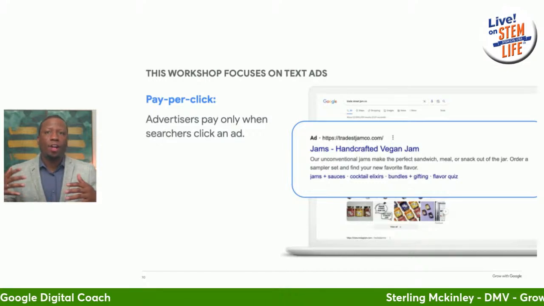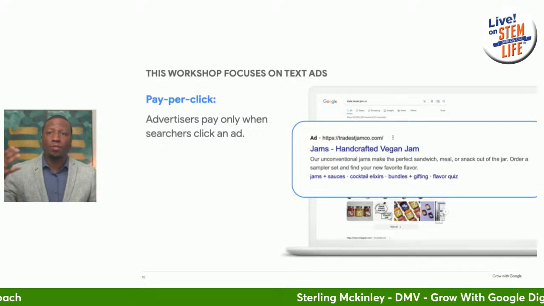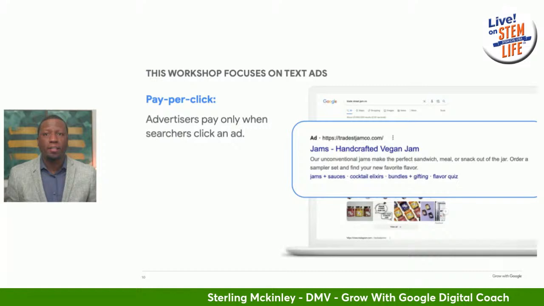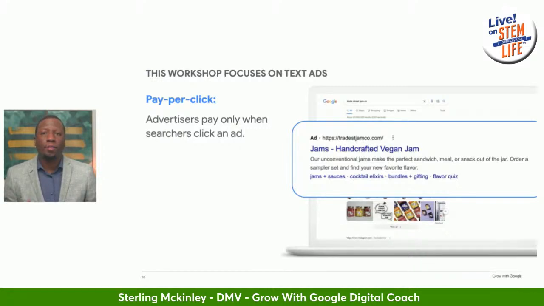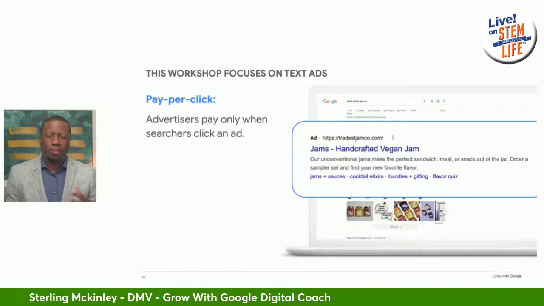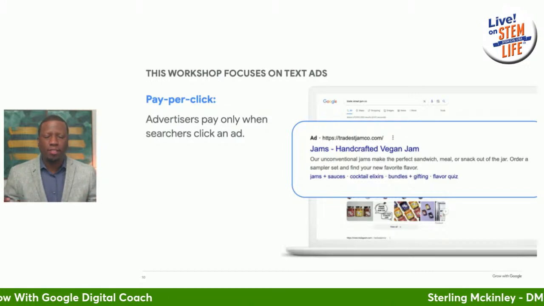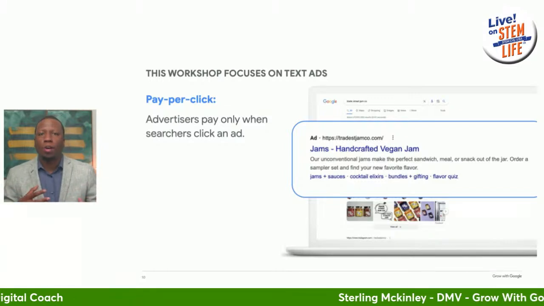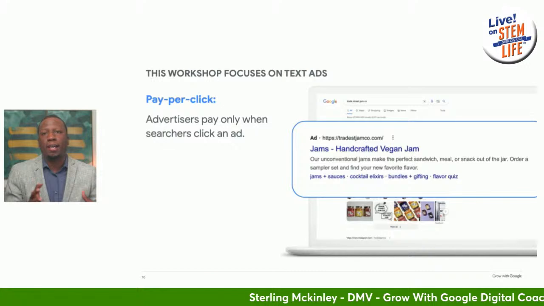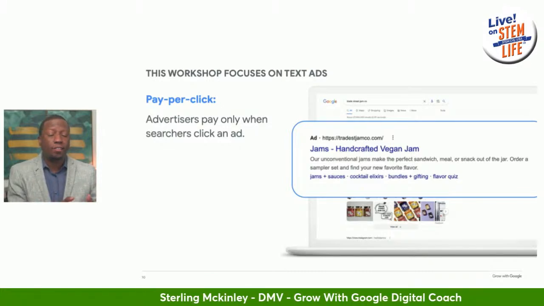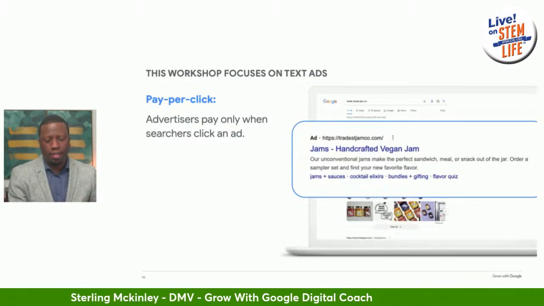So there are different kinds of ads. There are ads on video, on YouTube, you can run. There are display ads. And those ads are different, but there are a lot of similarities. So this workshop will give you the basics of how pay-per-click works. And if you want to, you can apply a lot of these same principles to running ads on YouTube or running display ads.